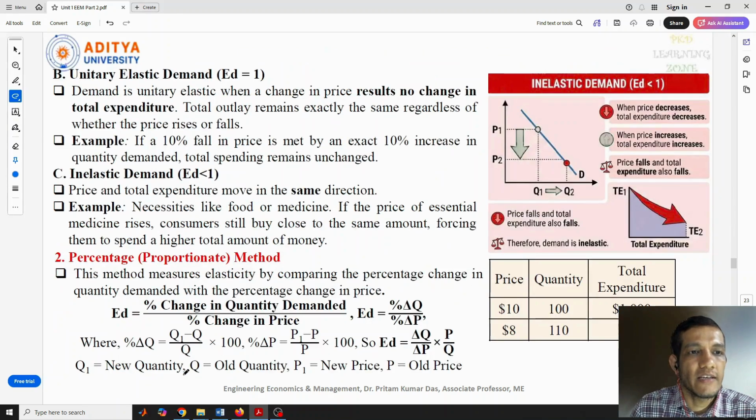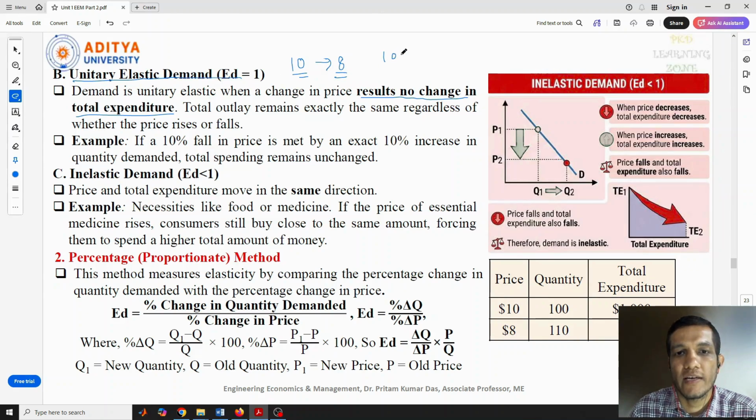The second one is unitary elastic demand. In this case, the value of ED will be equal to 1. Demand is unitary elastic when a price change results in no change in the total expenditure. Suppose, in the same example, the price decreased from 10 rupees to 9 rupees. There is no change in the total expenditure.